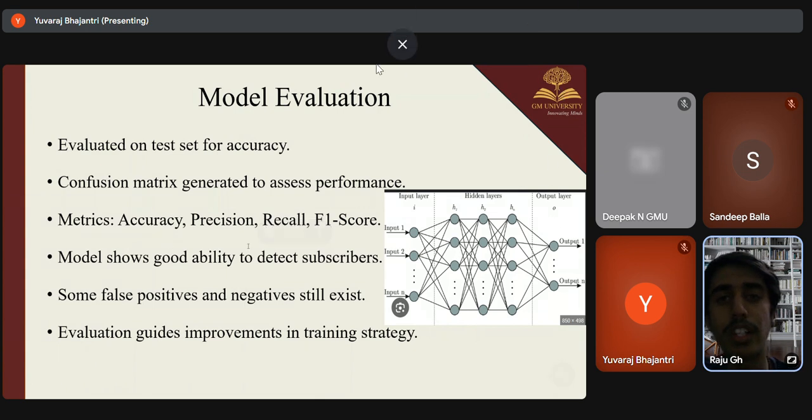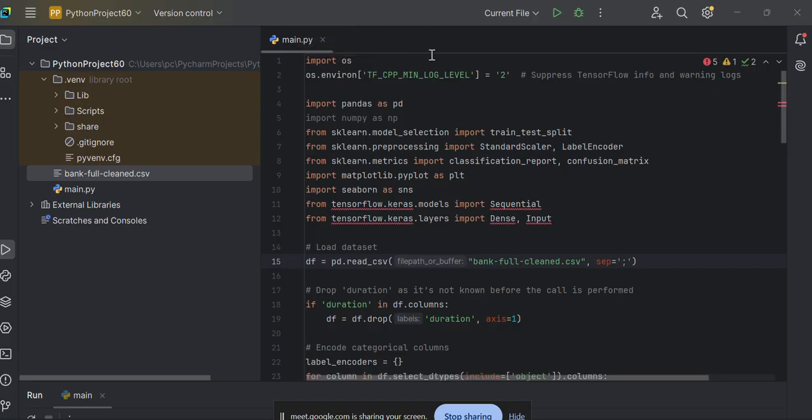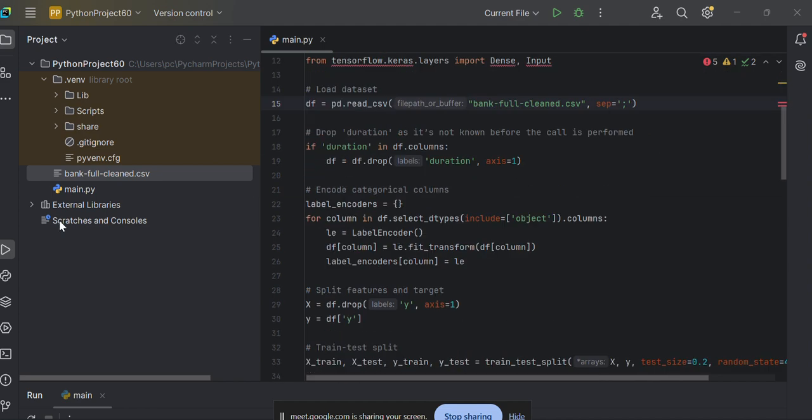Next, we will see the code of this project. Next, we demonstrate the Python code. We are suppressing the TensorFlow info and warnings. We are importing os, pandas, scikit-learn model selection, train_test_split, and after importing the Matplotlib libraries, we load the dataset.